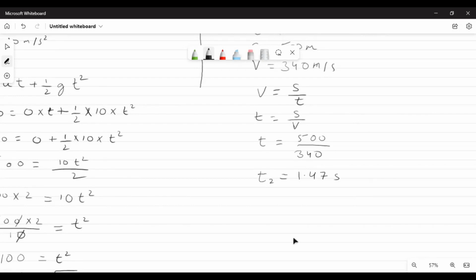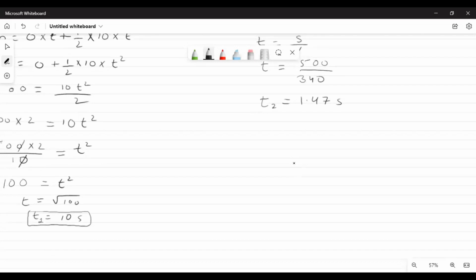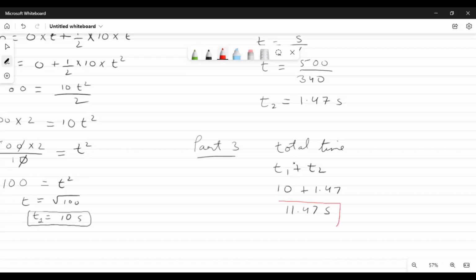Now the total time. Part 3 of this question is finding the total time, from throwing to the sound coming back to the thrower. Total time will be equal to t1 plus t2, which is 10 plus 1.47. So it will be 11.47 seconds. This is your answer for the question. I hope you have understood this. Thanks.